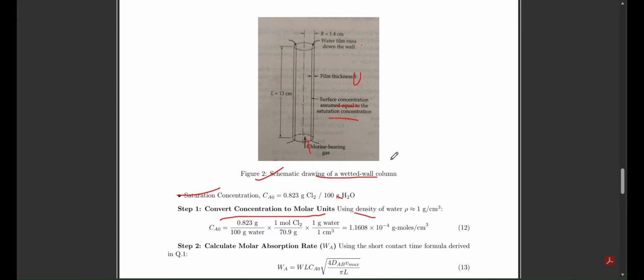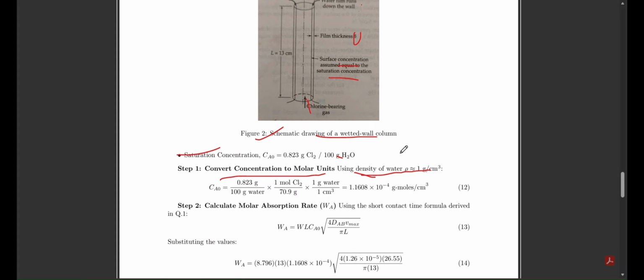Now first we will convert the concentration to the molar unit using the density. Since density is not given, we are assuming density as 1 gram per cubic centimeter, which is equivalent to 1000 kg per cubic meter. So CA0 we are converting to gram moles per cubic centimeter, and after that we calculate the molar absorption rate, which is WA, and we will use this form.